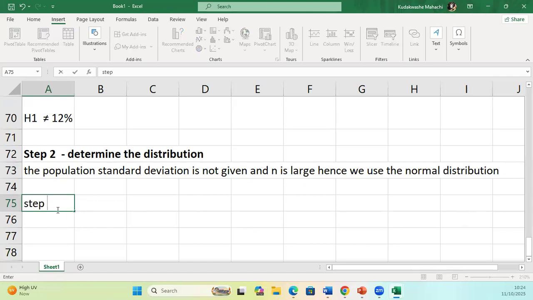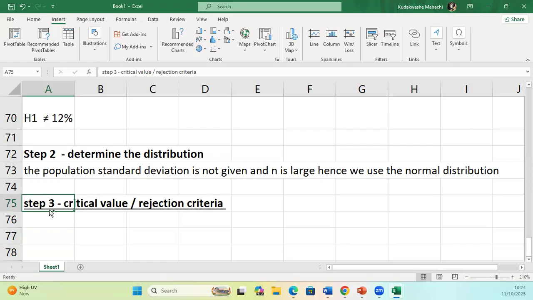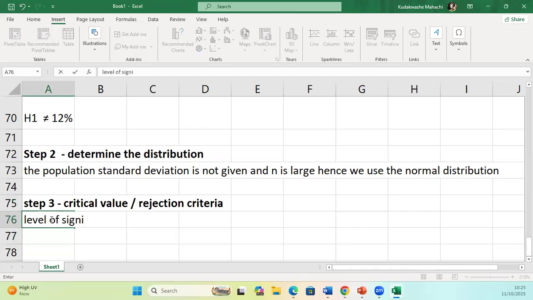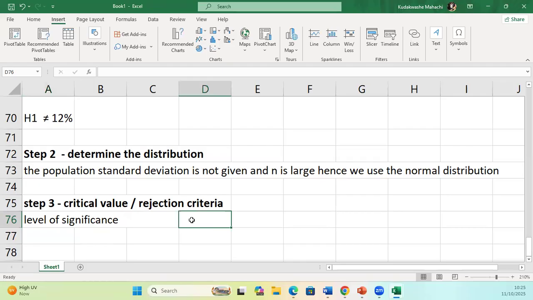Step number three. This one is determining the critical value or the rejection criteria. So for determining the critical value, remember what we said, for the critical value, we consider the level of significance. So the level of significance is 5%, so 0.05. However, it's a two-tailed test.